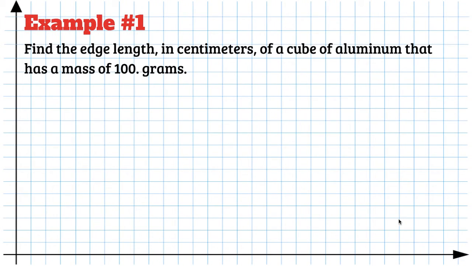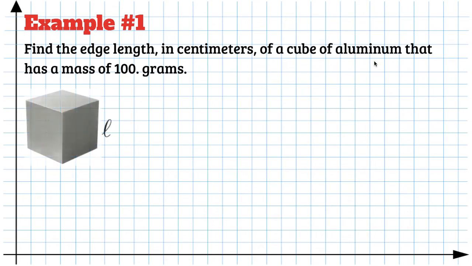So here's an example problem that you might have to solve. What if you have a cube of aluminum? So here's my aluminum cube, and it has a mass of 100 grams. I want to know what is the length of the edge of the cube. So since this is in grams and this is in centimeters, I'm going to get the density in grams per centimeter cubed. It's 2.7 from the table. I know the mass is 100 grams, and I've got to find the length.